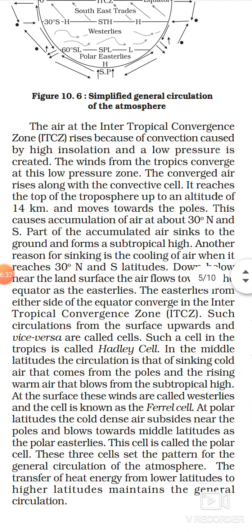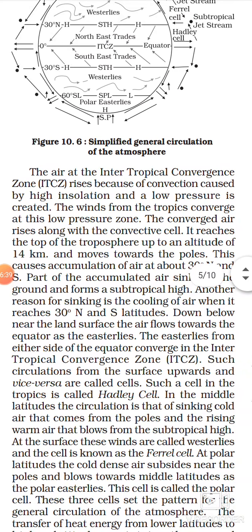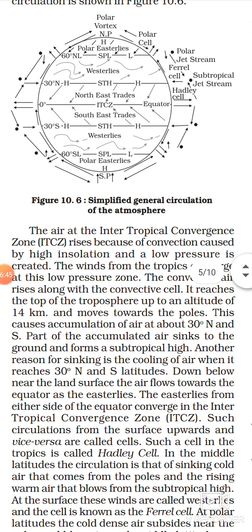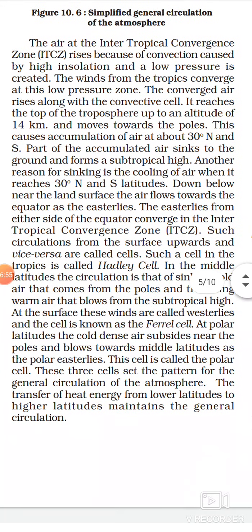The air at the intertropical convergence zone, ITCZ, rises because of the convection caused by the high insolation, when low pressure is created. The winds from the tropics converge at this low pressure zone. ITCZ is the zone which is very near to the equator, the intertropical convergence zone. The name suggests the tropical location of the wind direction, flowing mostly in the tropical region, constituting the equatorial region also.